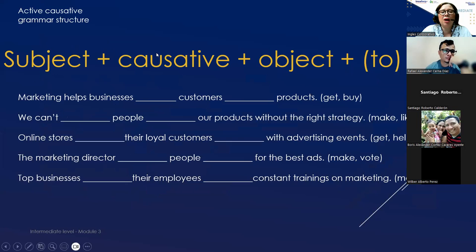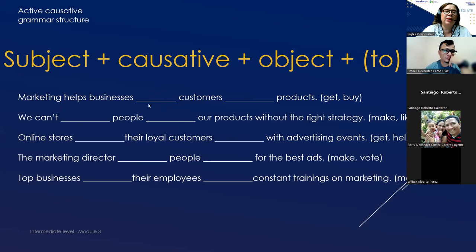Okay, the structure of the sentences when we use active causative verbs. This is active. Active means that you conjugate in the same tenses and you are not using the passive voice, all right? So the subject goes first. Look, marketing will be the subject. The causative, what's the causative? Helps, right? Then we have the object. What is the object? Customers, right?